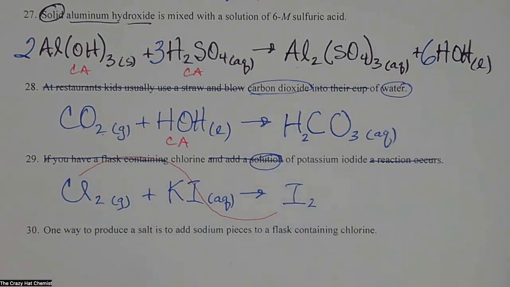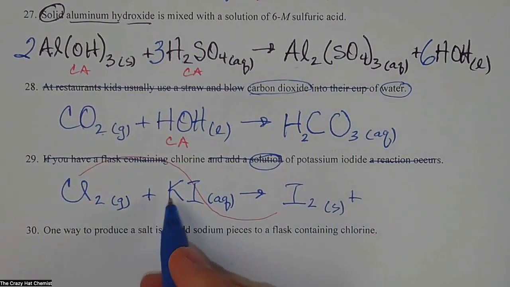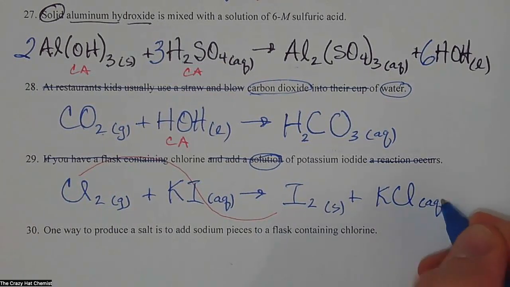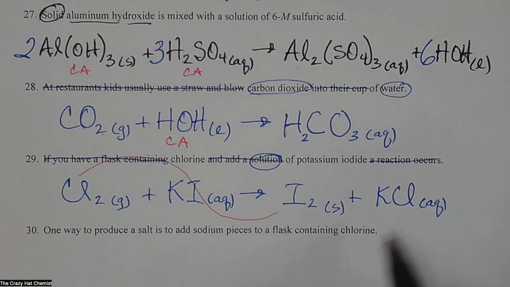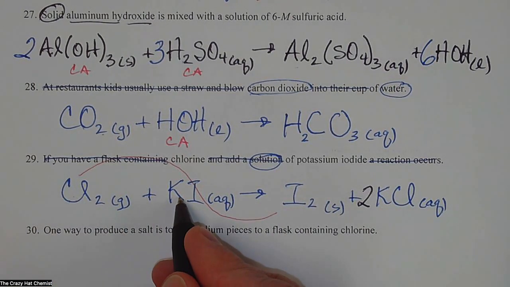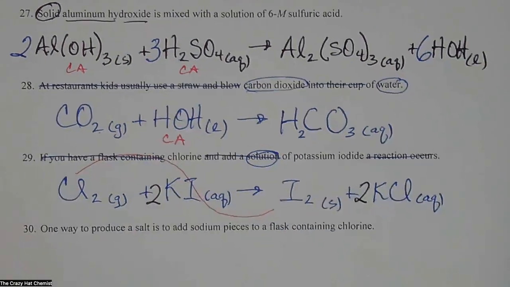Iodine is diatomic, right? Hopefully everybody's got that. And iodine is a solid, plus the potassium and the chlorine are going to get together. Potassium is a 1 plus, group 1. Chloride is a halogen, so it's KCl, and that's aqueous because chlorides, bromides, and iodides are soluble except for silver, mercurous, and plumbous. So this is a 2 because there are two chlorines. I just put a 2 in front of the potassium, so this must be a 2 right over there too.